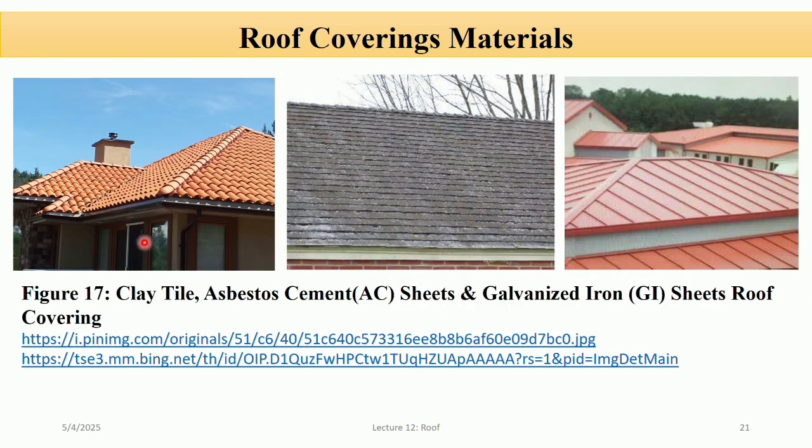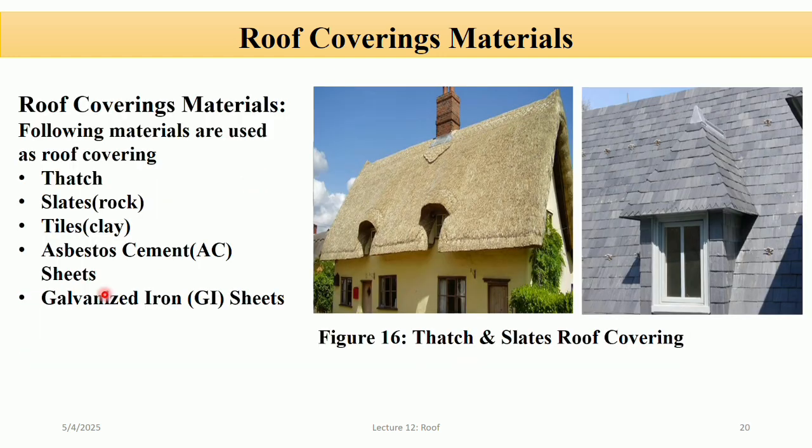You can see in the figure, these are clay tiles, which are long lasting and fire resistant, provide good insulation, and are aesthetically pleasing. But there are some disadvantages of clay tiles: they are fragile and can break under impact, and they are heavier than metal sheet. So the fourth one is asbestos cement sheets.